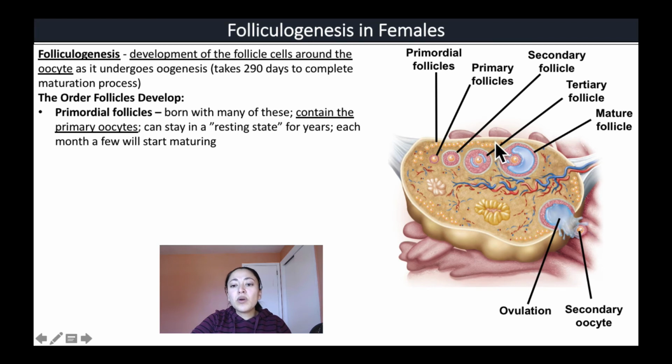So let's look at the order that these follicles develop. It begins with what are called primordial follicles, and these actually are found on the periphery of the ovaries, and you can see them as these little dots out here.